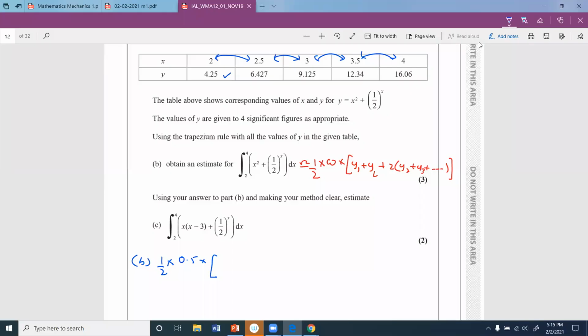If you want to get the width of a strip, this is the width of a strip piece, the difference between these two. First y coordinate is this, 4.25, plus the last y coordinate, it's here, 16.06, plus 2 times the intermediate coordinates. That means this one with this one. So you can say 6.427 plus 9.125 plus 12.34. Then if you work it out, you get the answer.